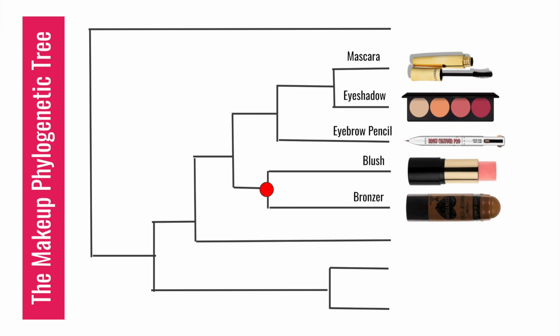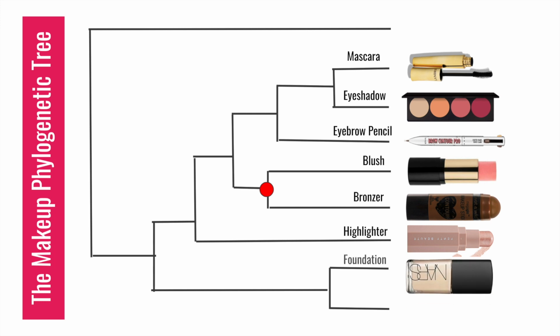Going from blush and bronzer, highlighter diverged earlier as its own lineage for brightening the face. Highlighter has developed and evolved over the years into many different forms, including liquid, powder, and gel. The last cladogenesis is the divergence between foundation and concealer. These products cover the skin to provide a smooth and healthy look. Concealer developed to be a bit thicker and fuller coverage, whereas foundation is for an all-over healing effect.